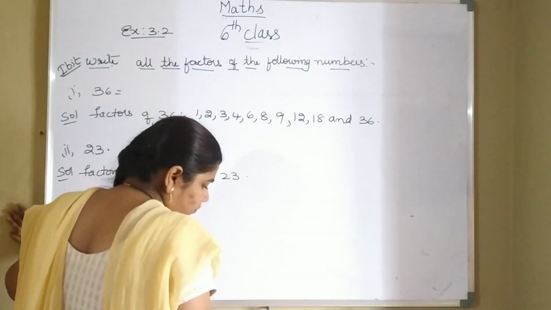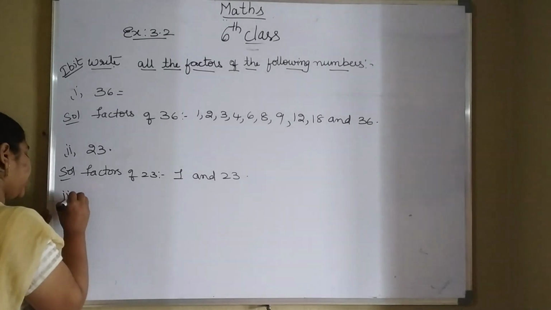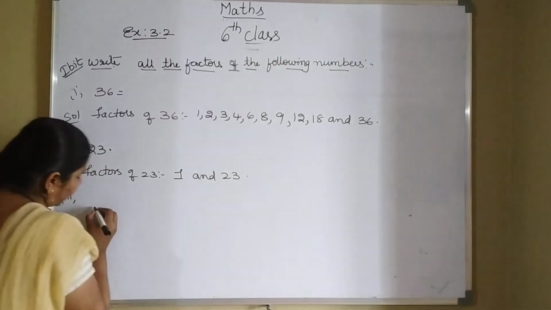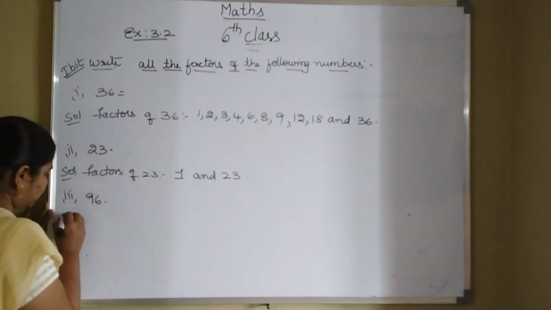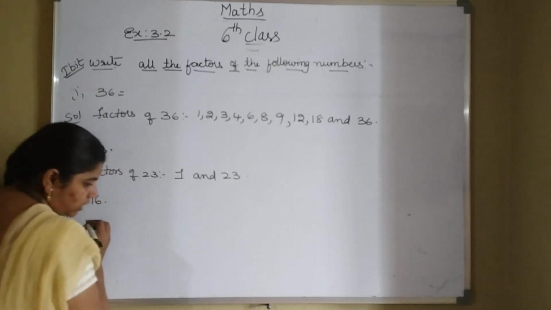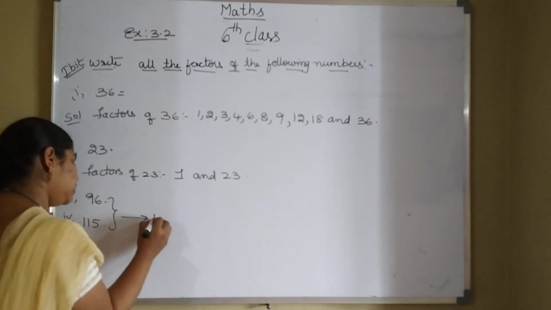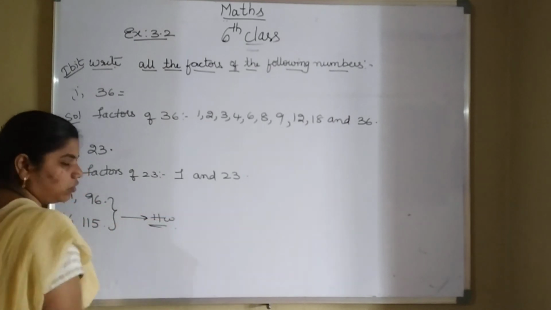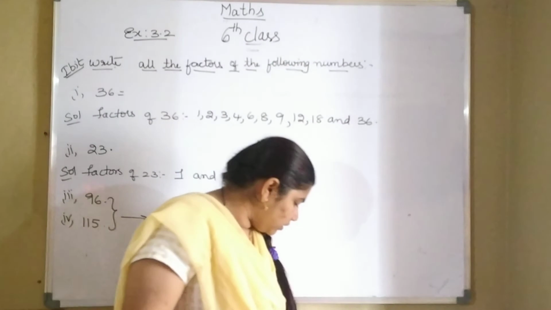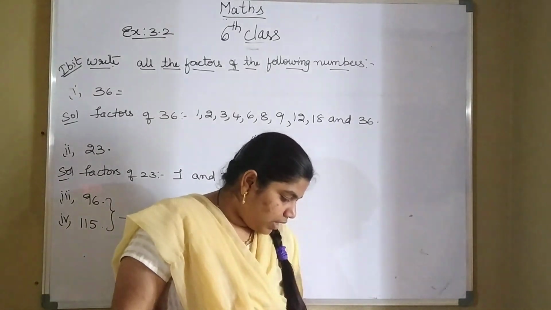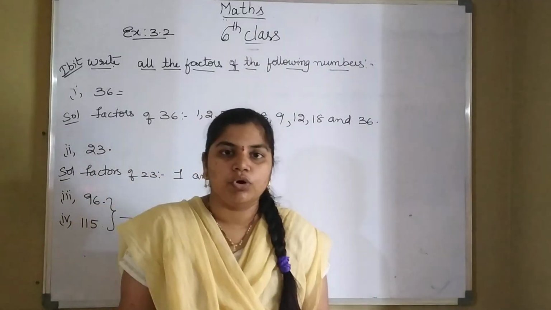Next is the third one and the fourth one. You try them as homework. The third one is 96. So write the factors of 96. And the fourth one is 115. So write the factors of 115. So this is homework. Okay. So with this our class is completed. Remaining bits will continue tomorrow. Thank you.